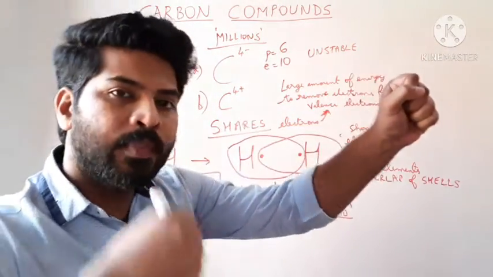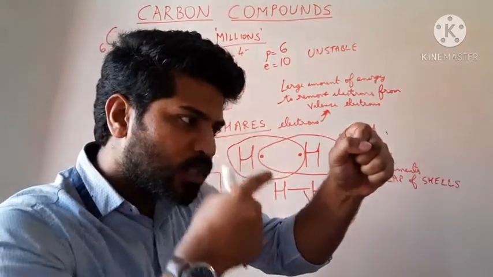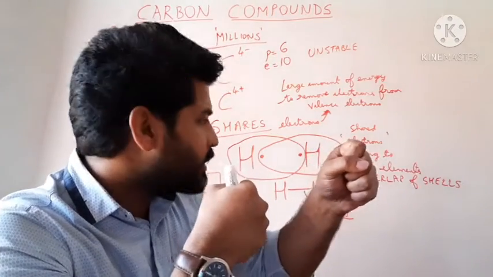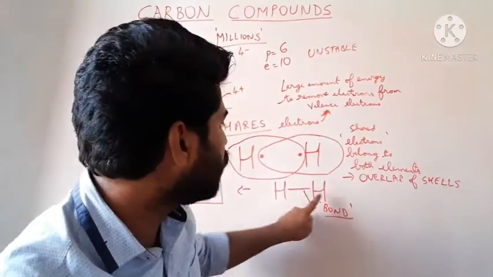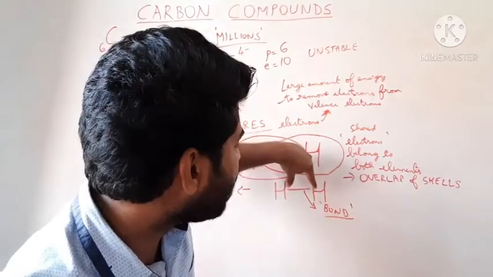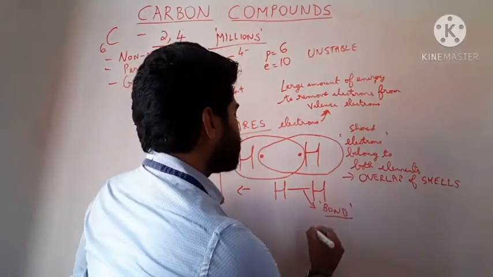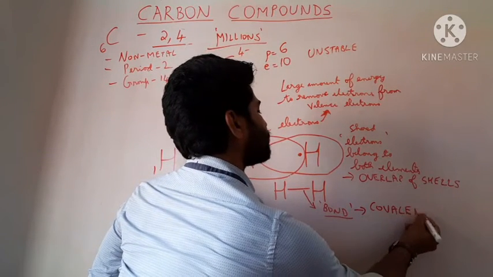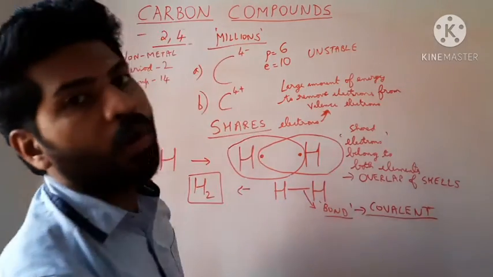So one hydrogen atom, another hydrogen atom, when they come close to each other, their outermost shells will overlap, electrons are shared, and this results in a force of attraction between the two atoms as a result of this sharing and overlap. So there is a force of attraction, that is what we call a bond. This bond is called a covalent bond, which is different from an ionic bond.